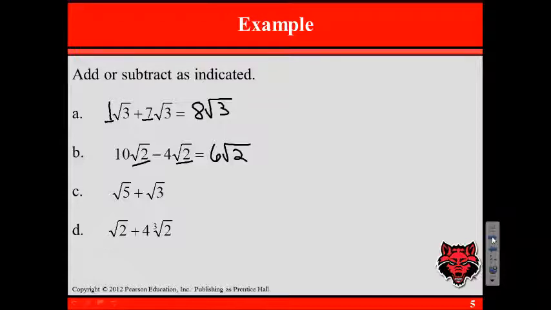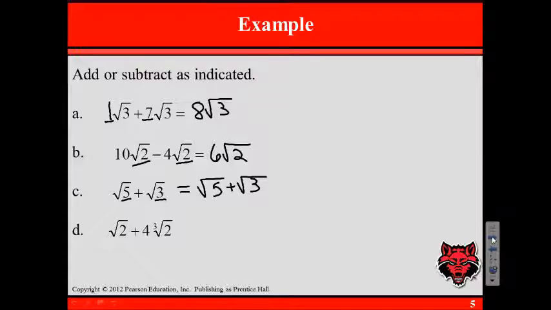Part C, we have square root of 5 plus square root of 3. While we are taking the square root of each of these numbers, the radicand, the numbers underneath, are not the same, so we cannot combine those together. So when we add or subtract, nothing changes.